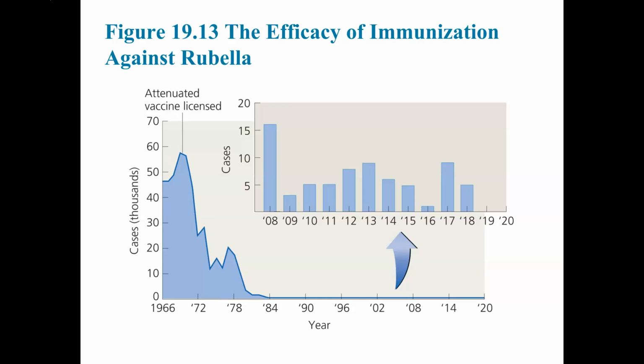This graphic is showing the effect of the vaccine. The attenuated live vaccine was approved in the early 70s, and you can see that it pretty much bottomed out the infection. Now, instead of talking about tens of thousands of cases, we're talking about a handful of cases that might arise in any given year.